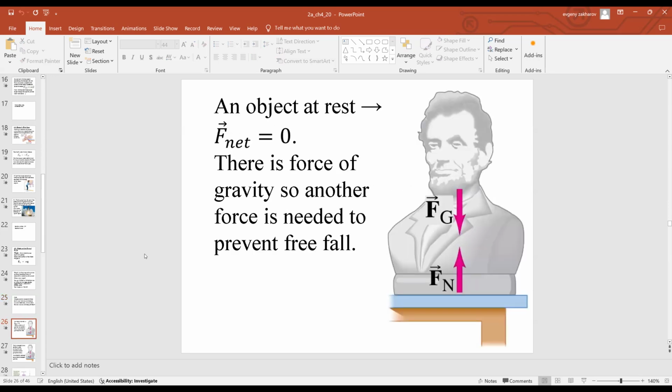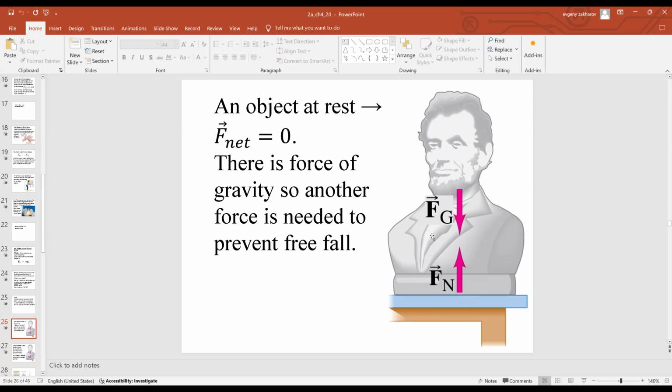So here is an object, the Lincoln Monument, at rest, sitting on the table. Why is it at rest? Because the force of gravity coming from Earth, acting on the object, is counterbalanced by what we call the normal reaction force from the table onto the monument. So the monument pushes on the table, and the table reacts back on the monument.